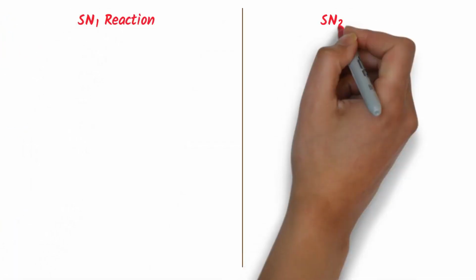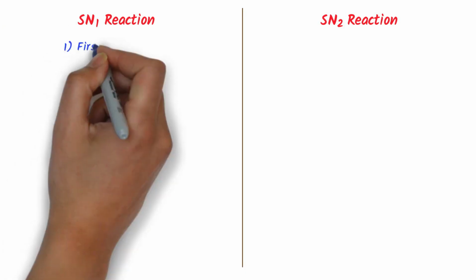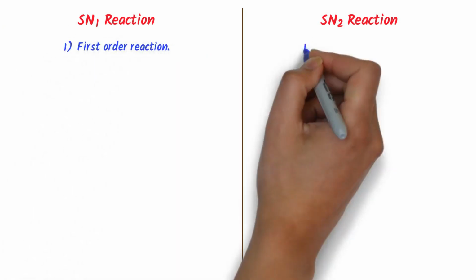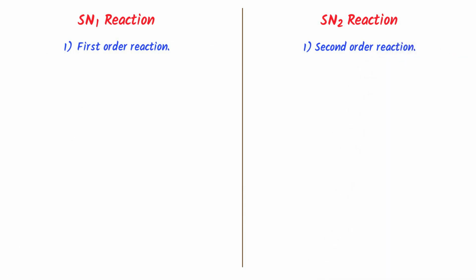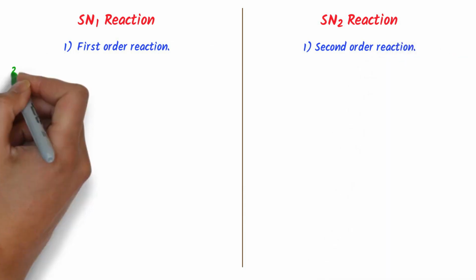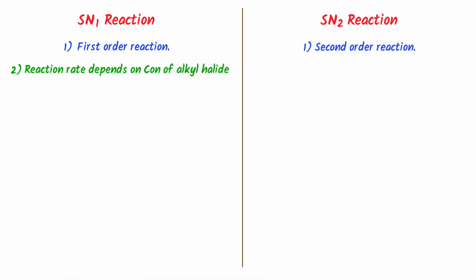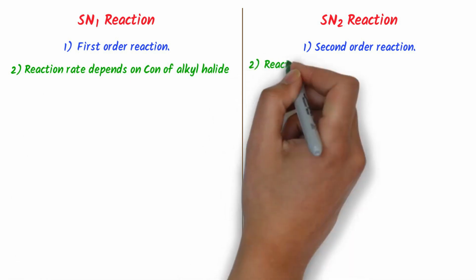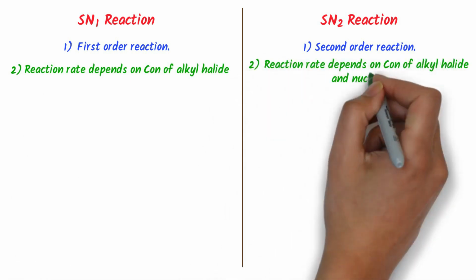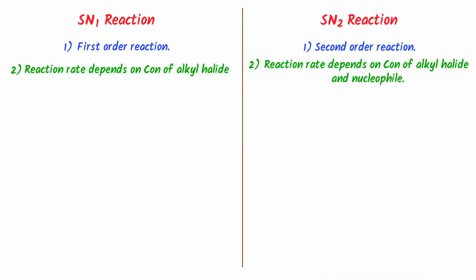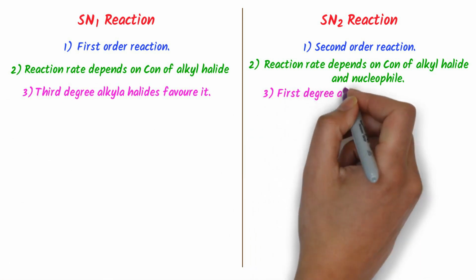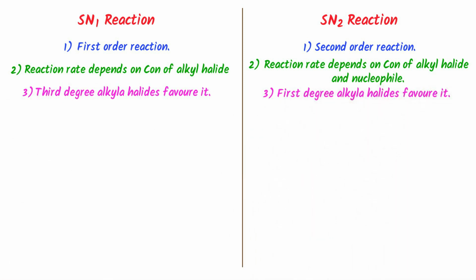Finally, let me teach you the difference between SN1 reaction and SN2 reaction. Well, SN1 is a first order reaction and SN2 is a second order reaction. SN1 is a first order reaction because the rate of reaction only depends on the concentration of alkyl halide, while SN2 is a second order reaction because the rate of reaction depends on both the concentration of alkyl halide and the concentration of a nucleophile. Thirdly, 3rd degree alkyl halides favor SN1 reaction, while 1 degree alkyl halides favor SN2 reactions.